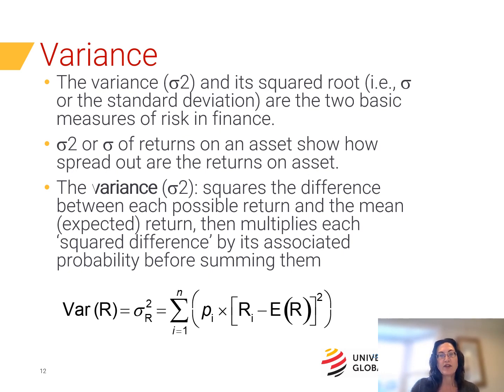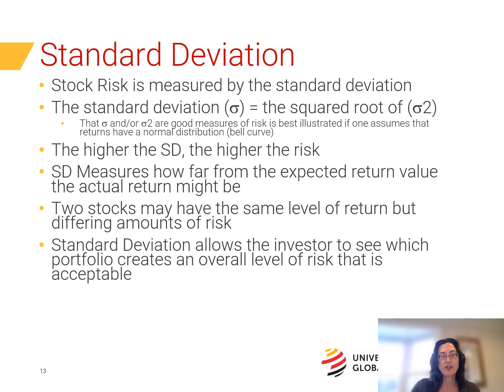Variance squares the difference between each possible return and the mean return, then multiplies each squared difference by its associated probability before summing them. Standard deviation is the square root of variance. It tells us about the risk. In general, risk is a measure of the range of possible outcomes.